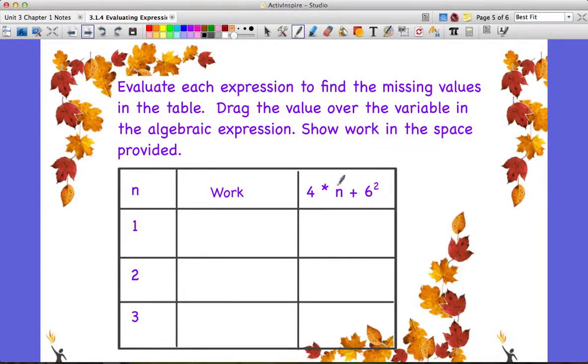In this case, I gave you a table. Here is your expression, and I want you to solve the expression with 3 different numbers. The first time, n is going to be equal to 1. The next time, n will be equal to 2. And the next time, n will be equal to 3.